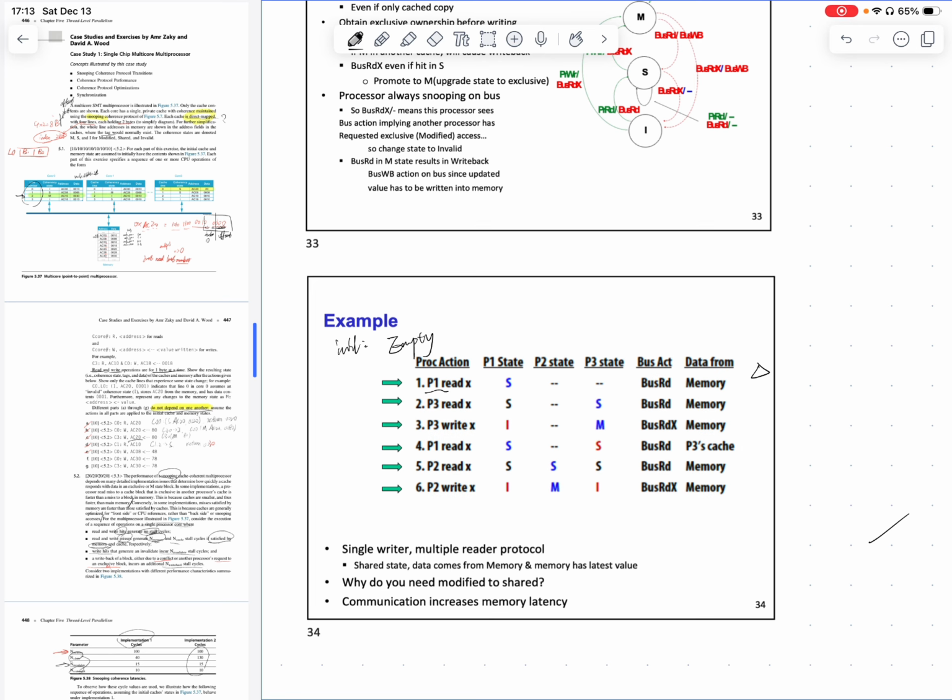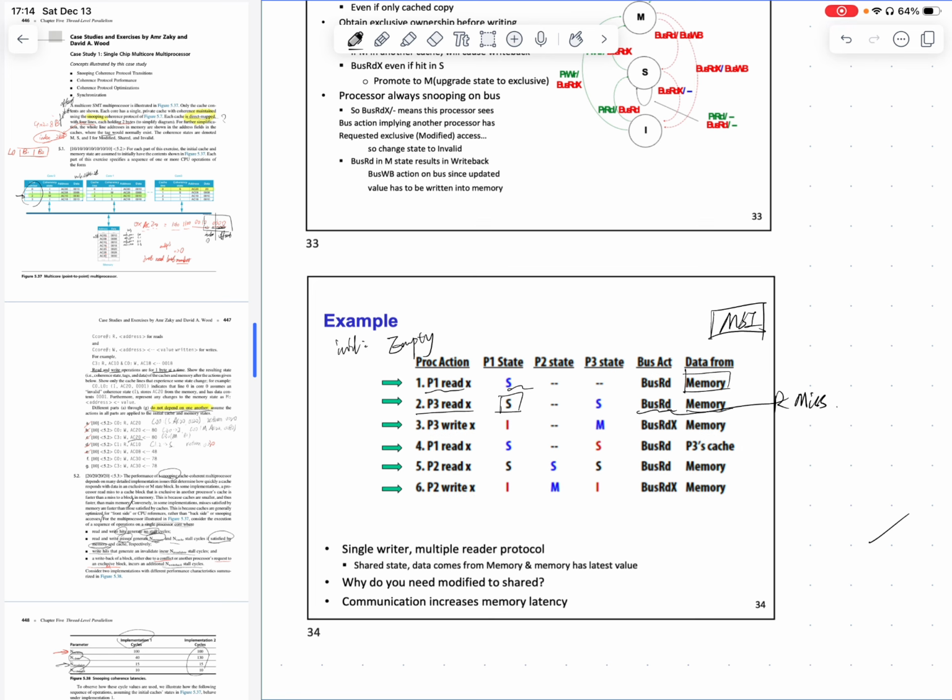So when P1 wants to read it, it has to get the data from the memory, right? And P3 is also empty, so it gets it from the memory. Here you will see why I'm not getting it from P1, why I get it from memory. That is because of the MSI design. MSI will not answer the read miss. Here is a bus read, right? Here is a read miss, right?